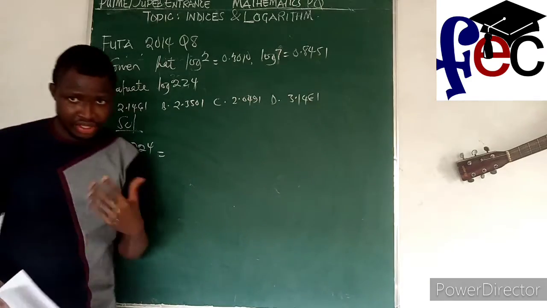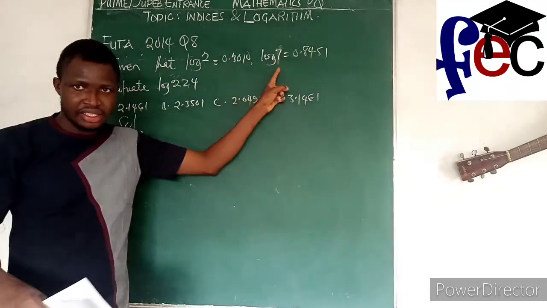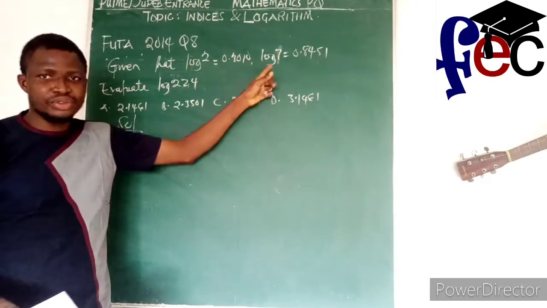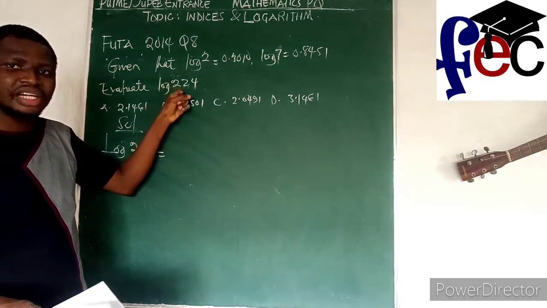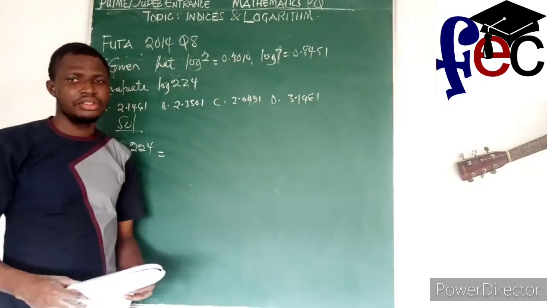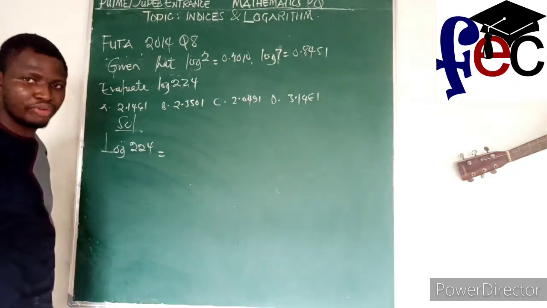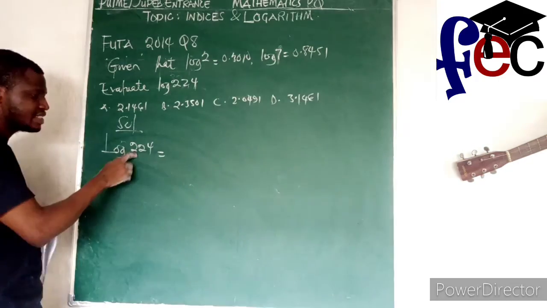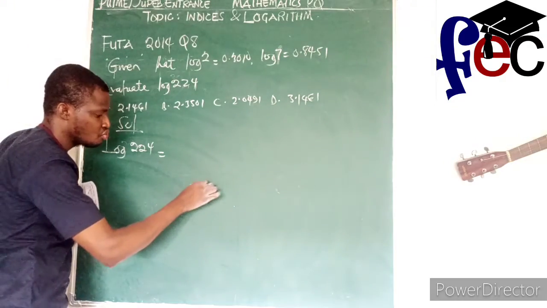Don't forget, just to reiterate, the reason they gave us log 2 and log 7 is because they know that you can rewrite log 224 in terms of log 2 and log 7. Do you understand that now? So that means, now look at this, 224. How can I rewrite this in terms of this?